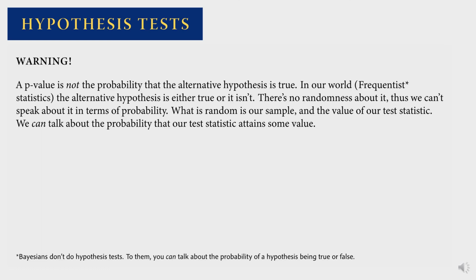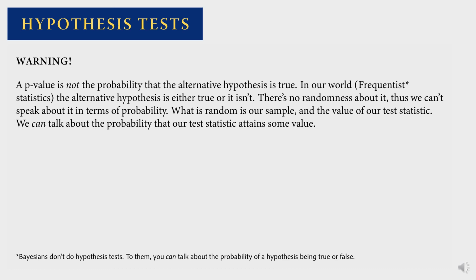First, I want to warn you about a common misconception. The p-value is not the probability that the alternative hypothesis is true. It's the probability of taking a sample and getting a statistic as extreme as what you got if the null hypothesis is true. The null hypothesis specifies a value for a parameter.